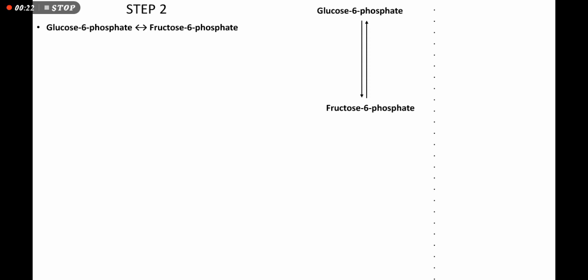Just to tell you what actually happens, I'm going to briefly explain step 2. The enzyme involved is phosphohexose isomerase. As the name suggests, it's an isomerase enzyme, hence an isomerization reaction is occurring. What is actually happening? Glucose is being converted into fructose.